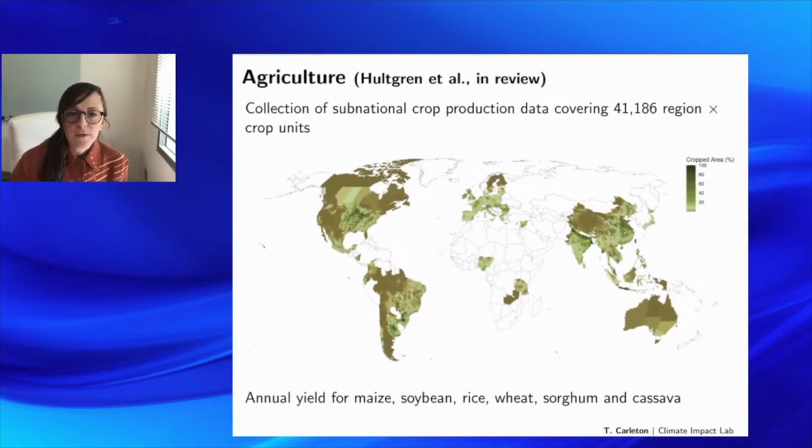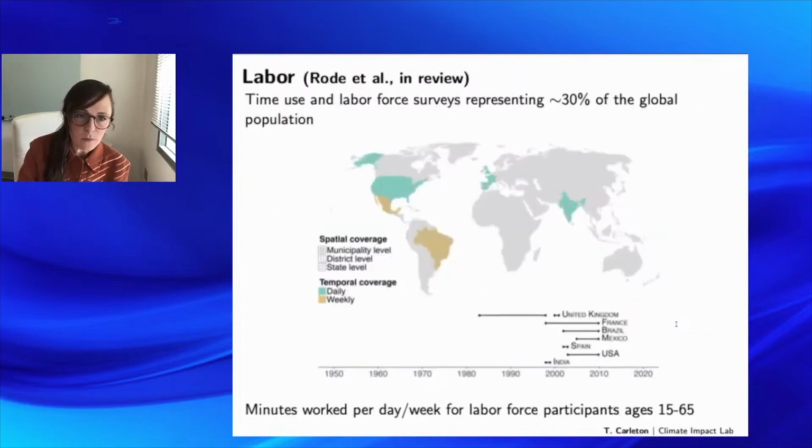In agriculture, we have subnational crop production data for 6 different staple crops, including crops that are very important as subsistence crops in key regions of the world. You can see the spatial coverage is maybe a little bit better, but we're still missing really important regions, and I think that's an important thing to think about going forward.